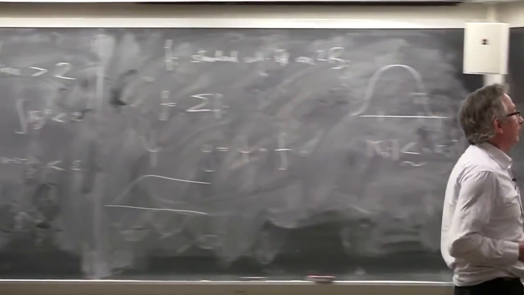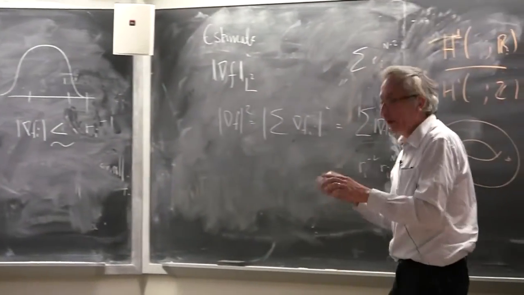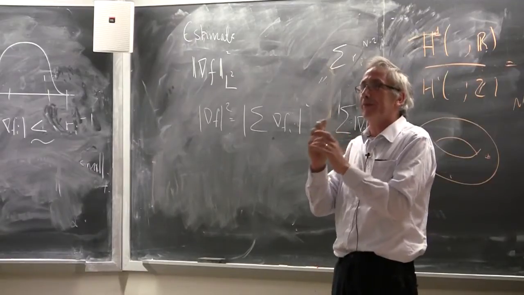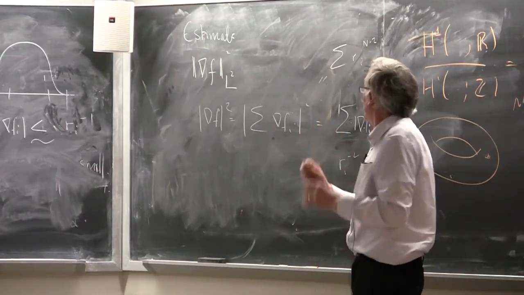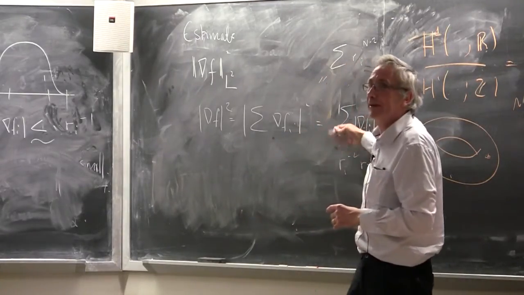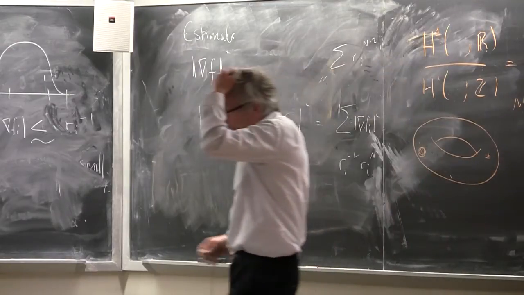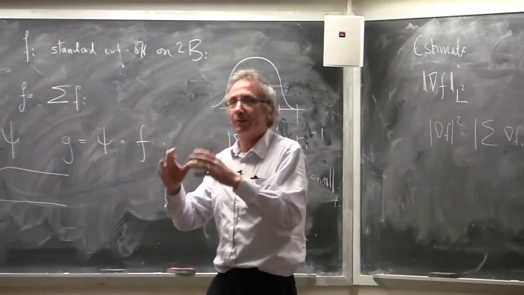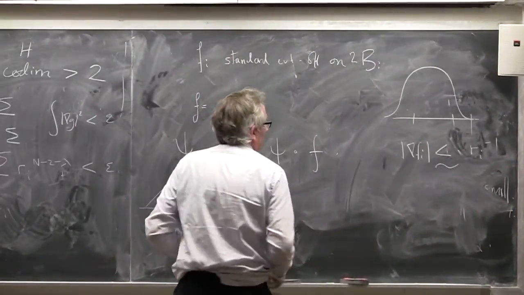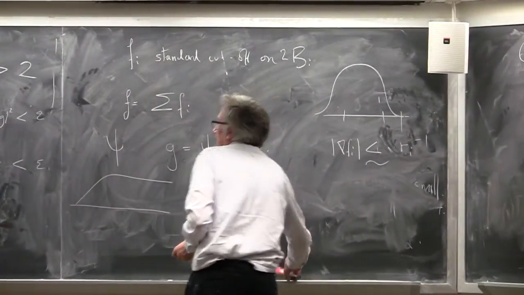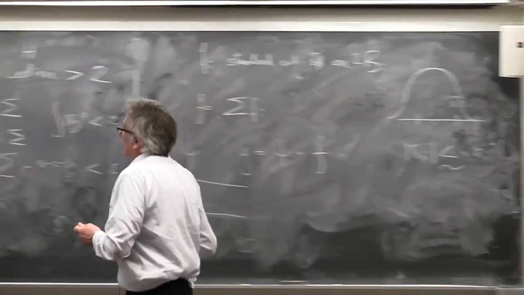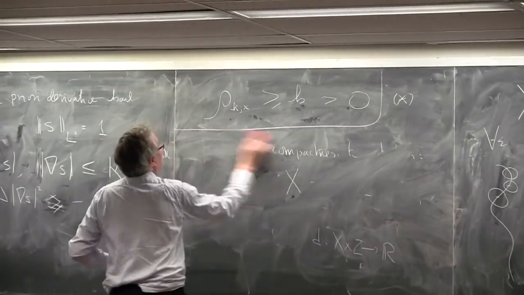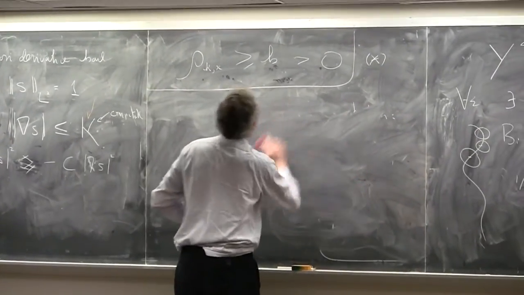The problem is that we do have the cross terms. But if each ball only met a fixed number of other balls, then we'd be all right. We'd only multiply this sum by a fixed number. So the difficulty has to do with the intersection of balls. But there's a simple way of overcoming that.